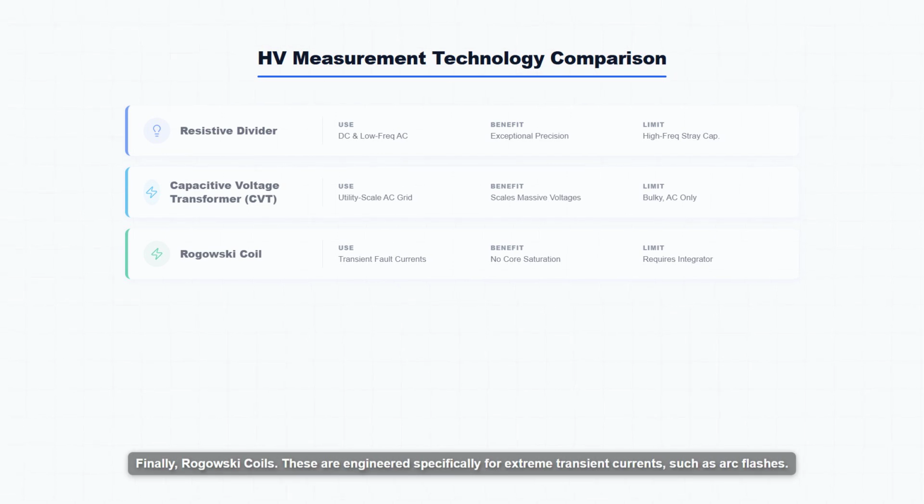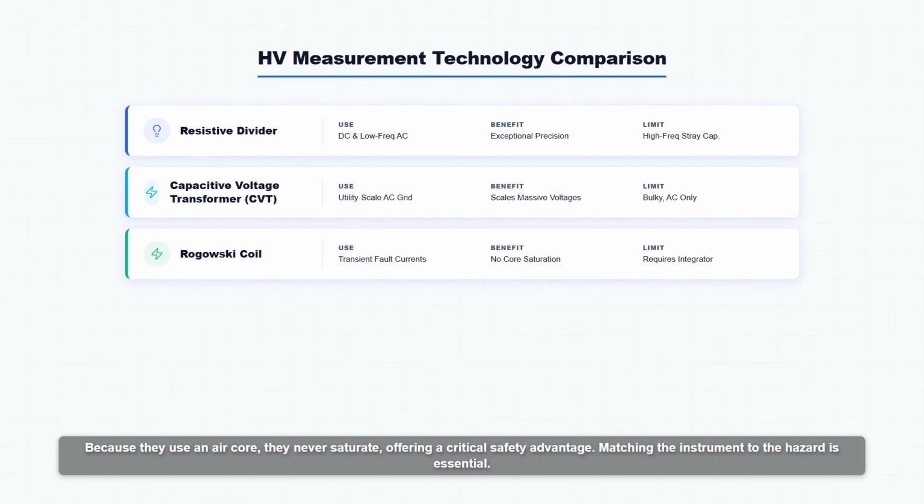Finally, Rogowski coils. These are engineered specifically for extreme transient currents, such as arc flashes. Because they use an air core, they never saturate, offering a critical safety advantage. Matching the instrument to the hazard is essential.